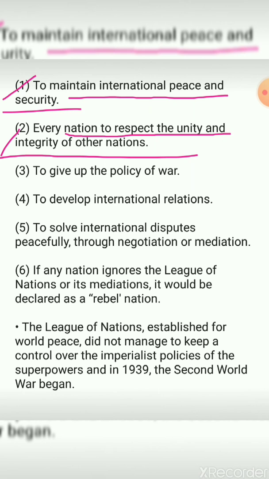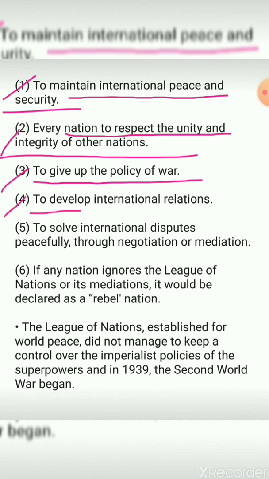No aggression, nothing. We need to respect the unity and integrity of other nations. Next, to give up the policy of war. That means we need to move on from war, that is disarmament. War should not take place. The policy of war should be given up.